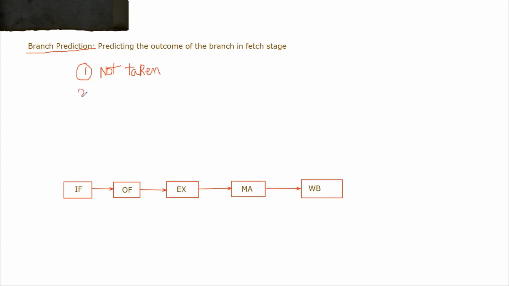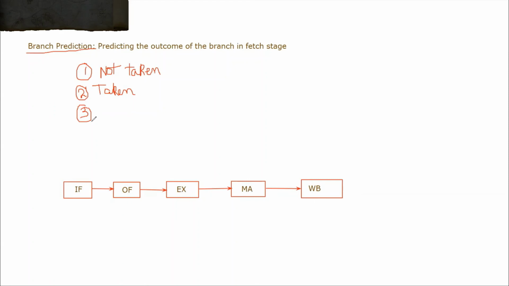The second type of predictor says let us predict that all branches are taken. This is another kind of predictor. Okay, the third kind of predictor is... so these are the trivial predictors. However, there are well sophisticated predictors. I will name those predictors, but it is your job to search the internet and find out about those predictors.